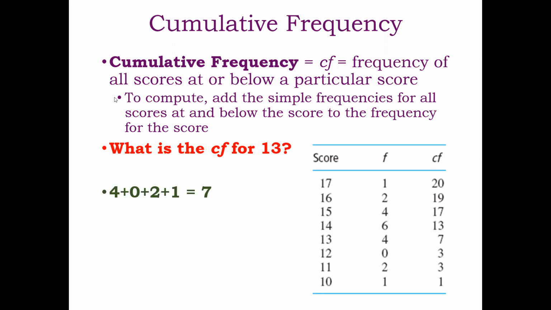4 plus 0 plus 2 plus 1, right, is 7, right? So we have to have, this is 13. So 4, 4, 0, 2, 1, and the cumulative frequency is 7. All right.